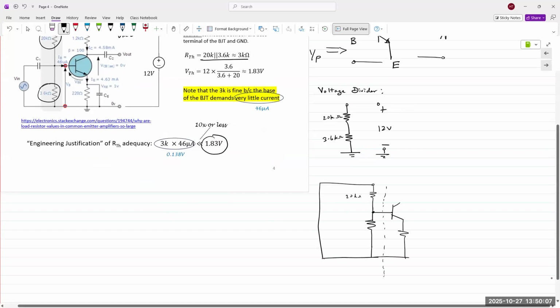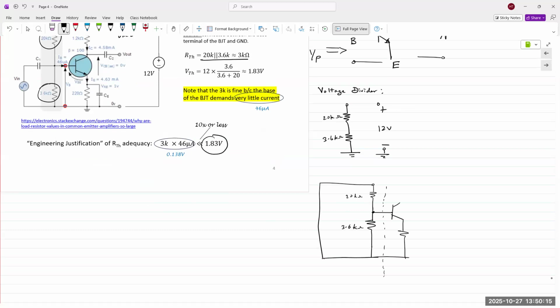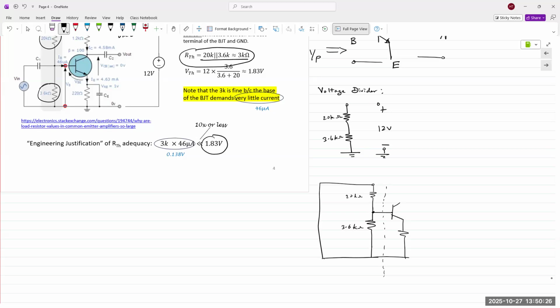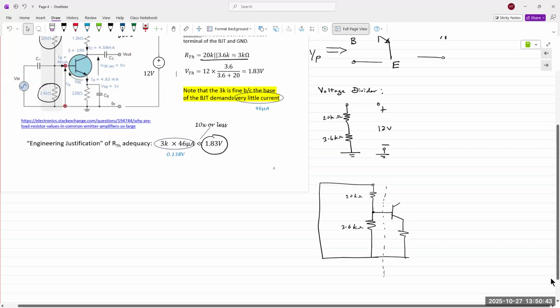Then the 20 kilo ohm and the 3.6 kilo ohm resistors are in parallel. And so the Thevenin resistance, looking from the perspective of the base terminal from the left, will be 20K in parallel with 3.6K. Building off of the previous concepts, we have two resistors in parallel, and so the Thevenin resistance between those terminals is those two resistors in parallel, which gives us a value of 3 kilo ohms. Let's take a pause and let me know if you have any questions.